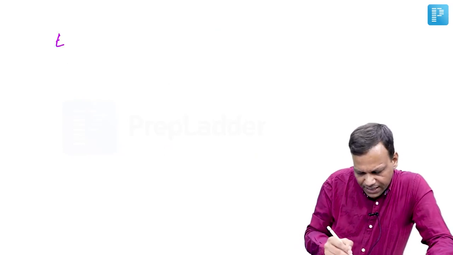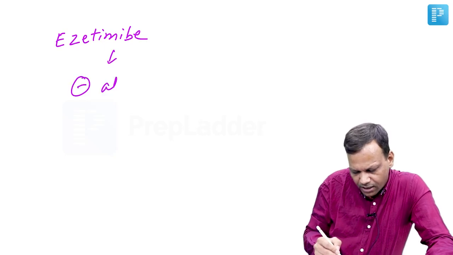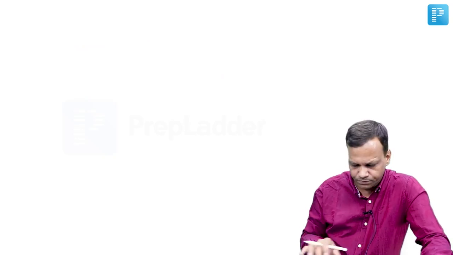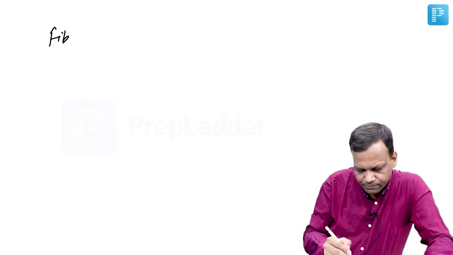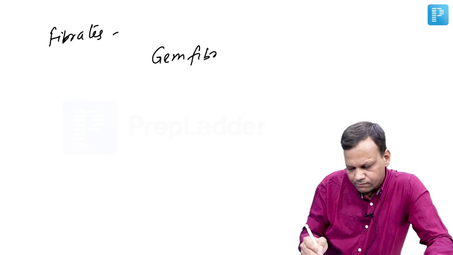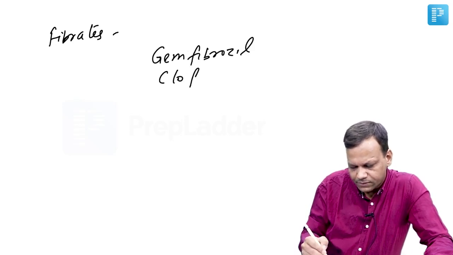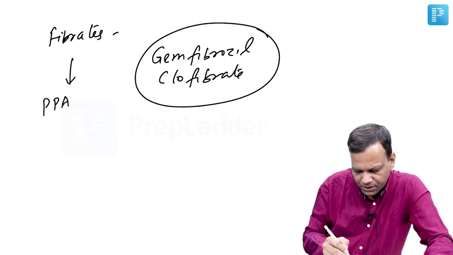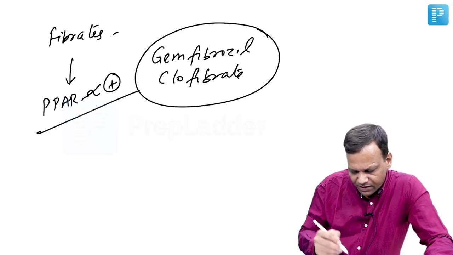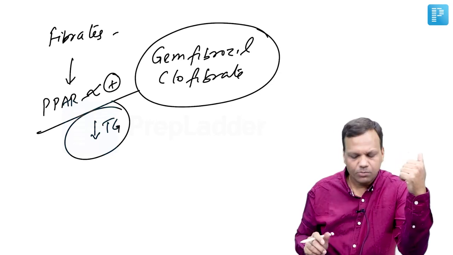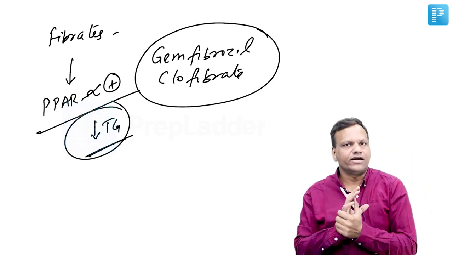Then we have a drug, ezetimibe. This acts by inhibiting the intestinal absorption of cholesterol. Third group of drugs are fibrates, like gemfibrozil, clofibrate. These drugs act by stimulating a receptor called PPAR alpha, and that will mainly decrease triglycerides. Remember, statins have maximum LDL cholesterol lowering potential, whereas fibrates have maximum triglyceride lowering potential.